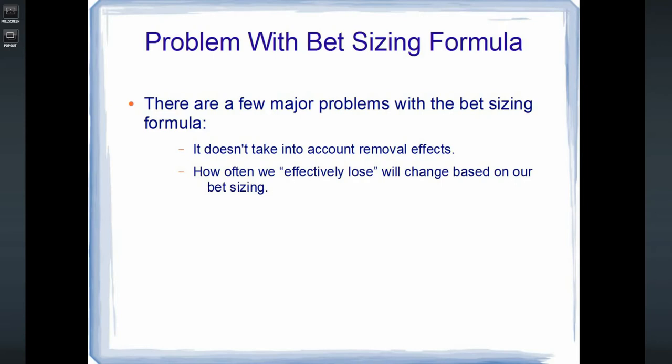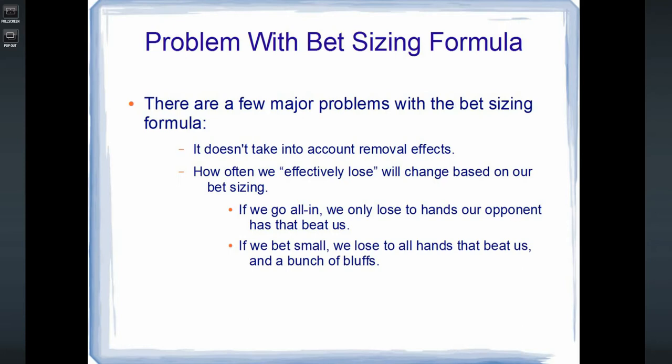And how often we effectively lose will change based on our bet sizing. So if we go all in, we only lose to hands our opponent has that beat us. So that's something that's easy to visualize. If you go all in on the river, then if we look for the two criteria that cause us to effectively lose, number one is our opponent calls and beats us. Number two is he raises. Well, if we go all in, he can't raise. So if we go all in, our opponent can't raise, and we only lose to hands that beat us.